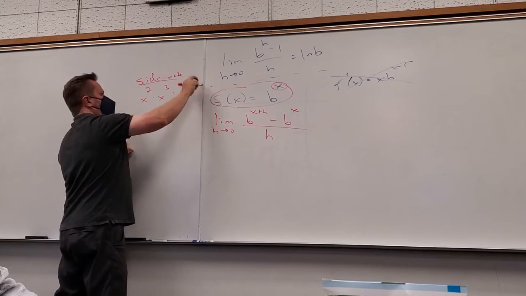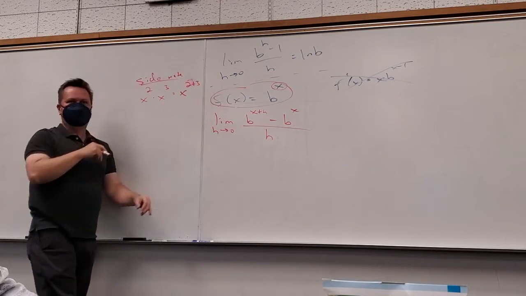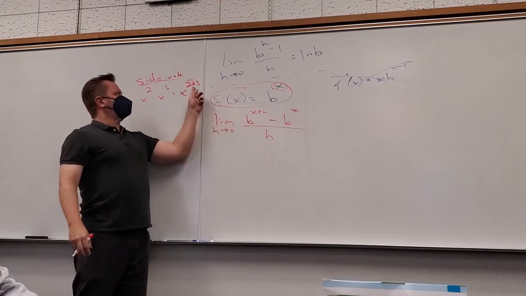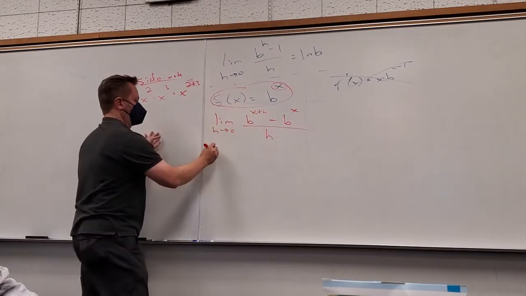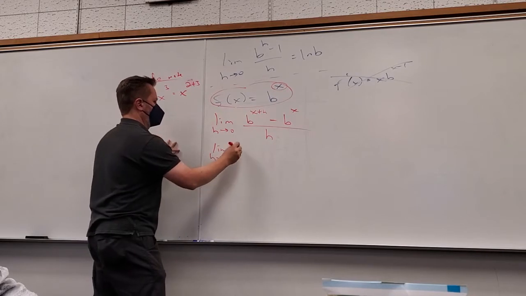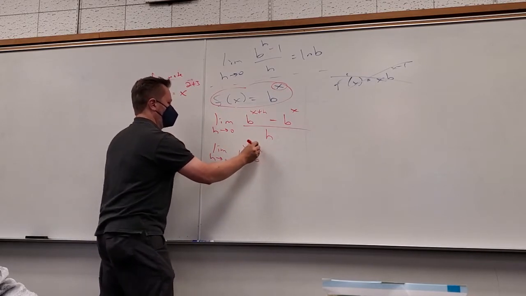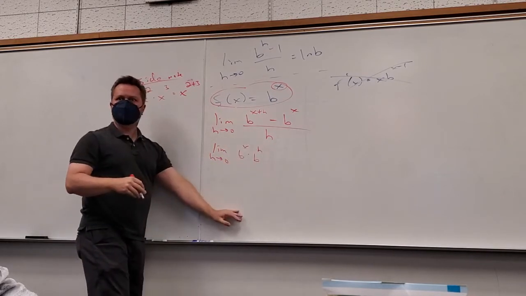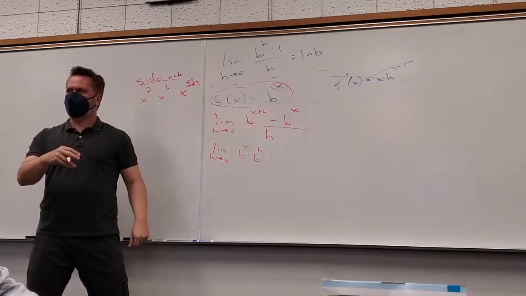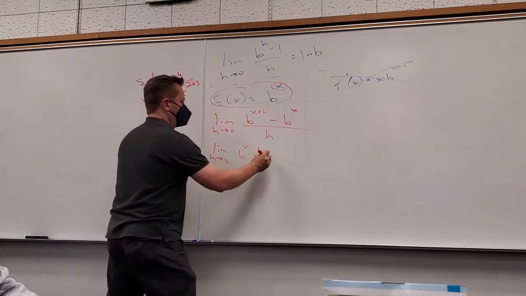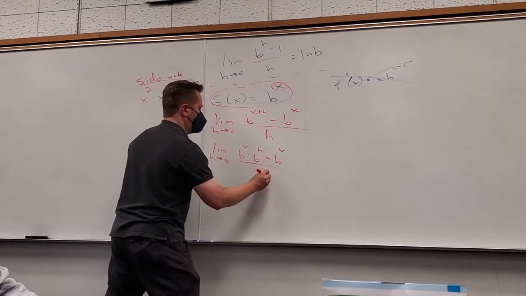Let me be really specific. Think backwards. How could I rewrite this? b to the x times b to the h. This is something we really don't think about, going backwards with that, because we normally don't have to. But does anyone see what can happen now?